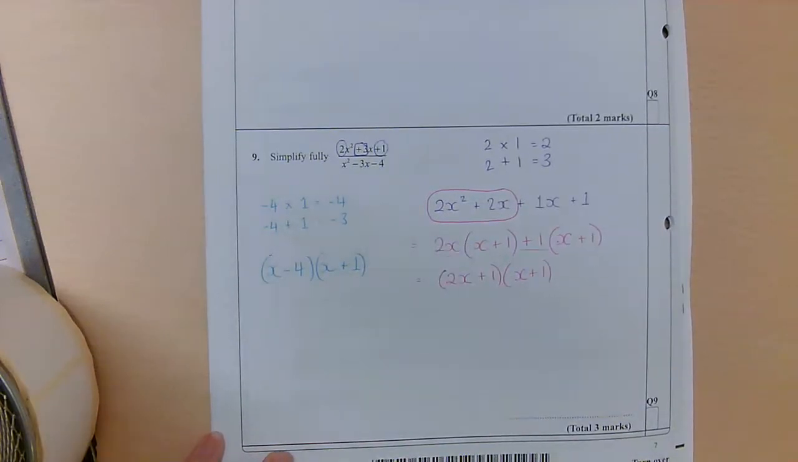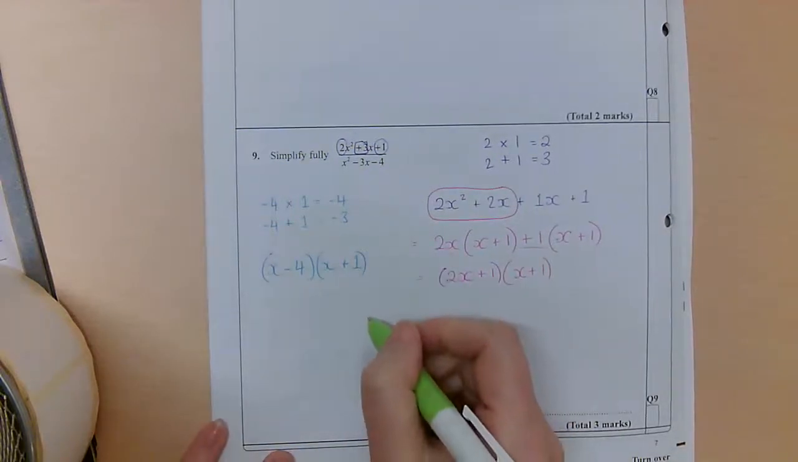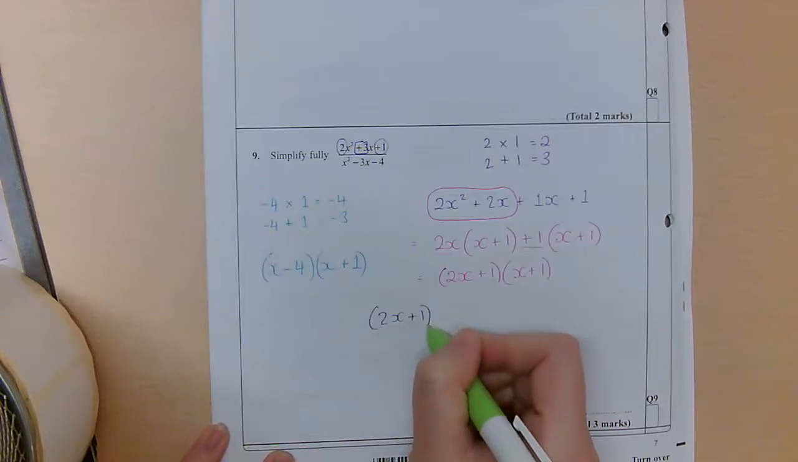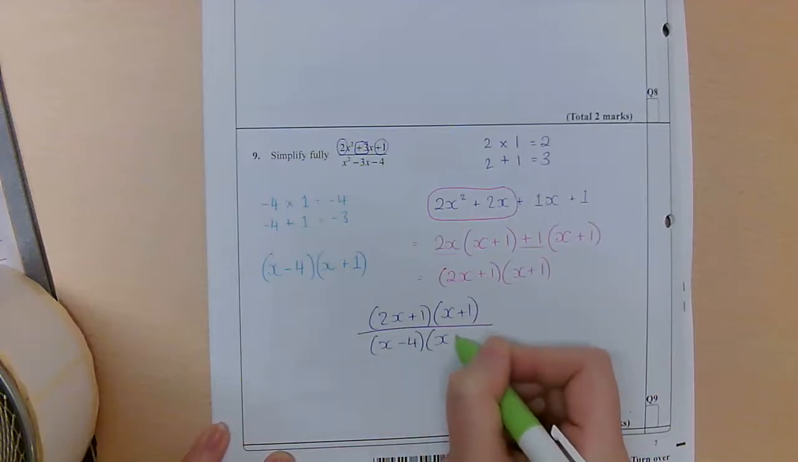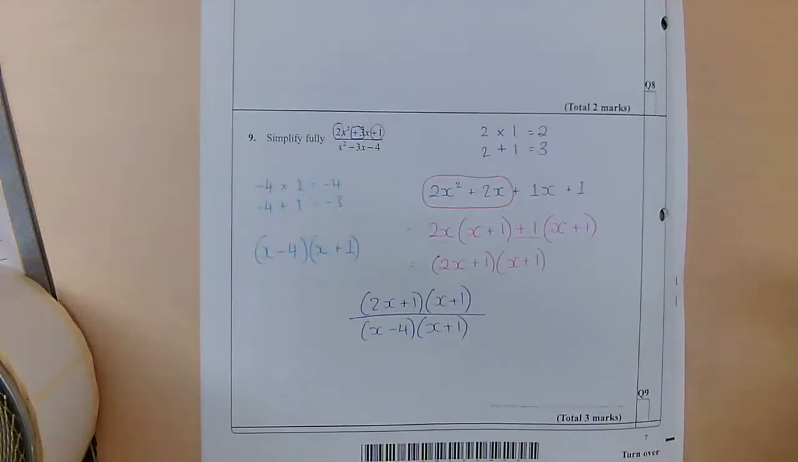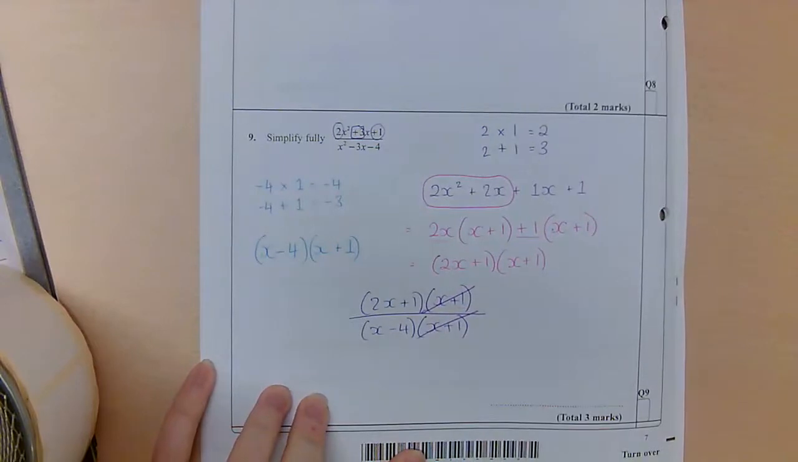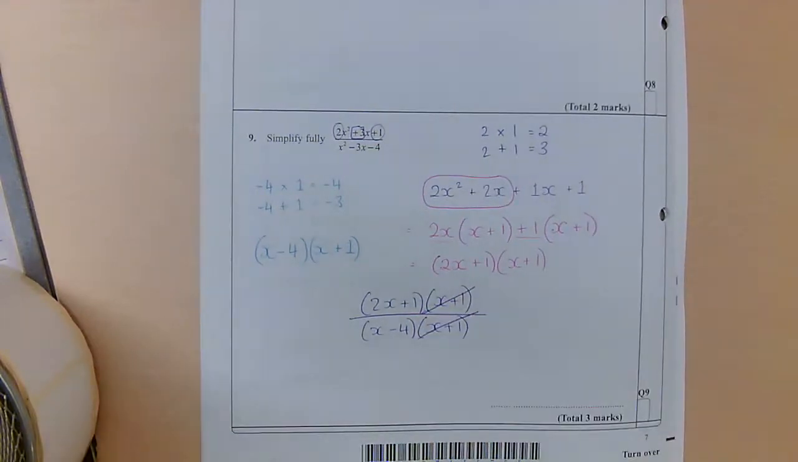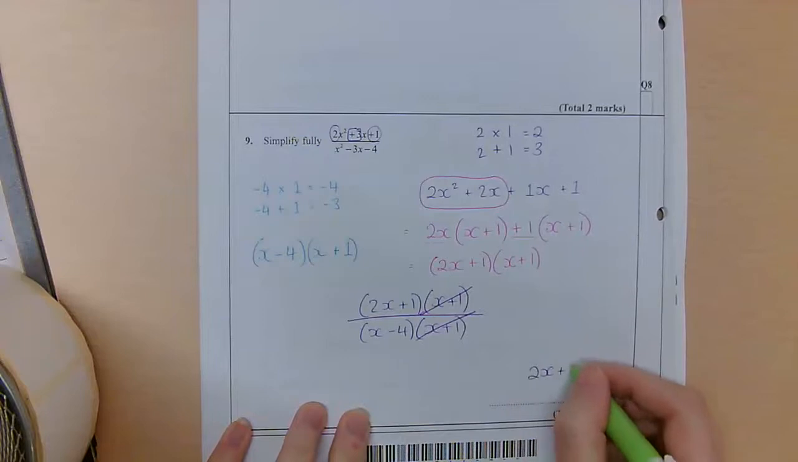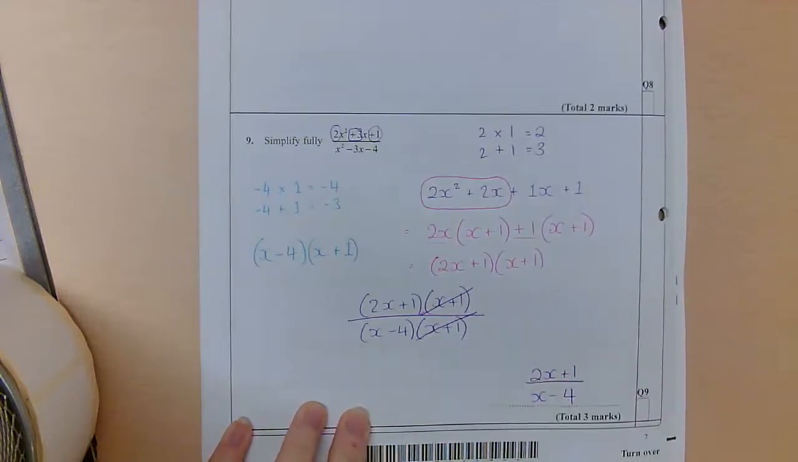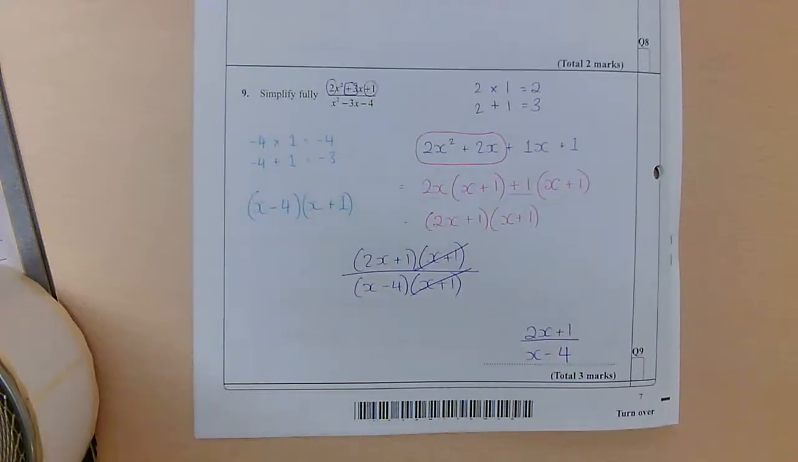So now I've done that, I can combine these back together again. On the top of my fraction, I've now got 2x plus 1 and then x plus 1. On the bottom, I've got x minus 4 and x plus 1. So now I can look at which common factors I can divide top and bottom by. Well, they've both got x plus 1 in brackets, so x plus 1 is a factor of the top and the bottom, so I can just cancel them out. There are no other common factors, so my final answer will be 2x plus 1 on the top and x minus 4 on the bottom. And there's your answer.